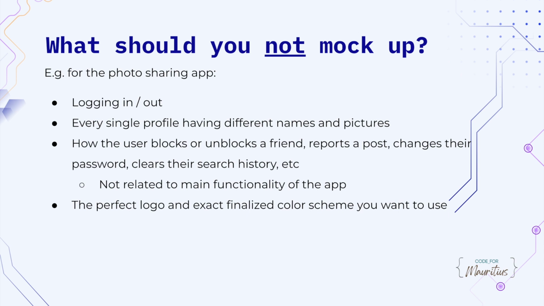You probably don't need to show how a user would block and unblock a friend, report a post, change their password, clear their search history, or any number of things, because these are not related to the main functionality of your app. And you don't need to have a perfect logo or a perfect color scheme yet. You should decide on a basic logo and a basic color scheme as a placeholder while you're doing your prototype, especially if clicking on your logo will bring you to a home page or something like that. But it doesn't need to be the most perfect, beautifully graphically designed thing at this point.